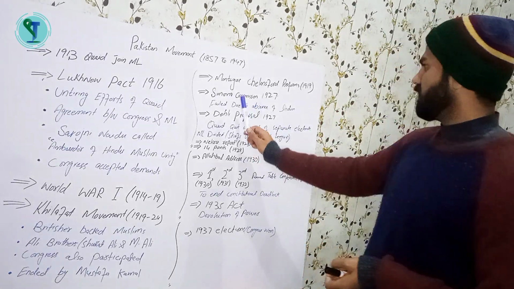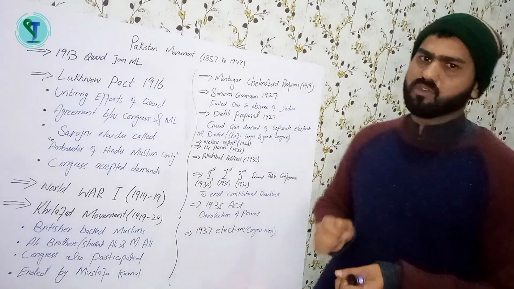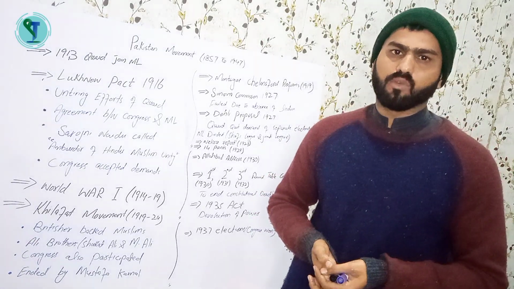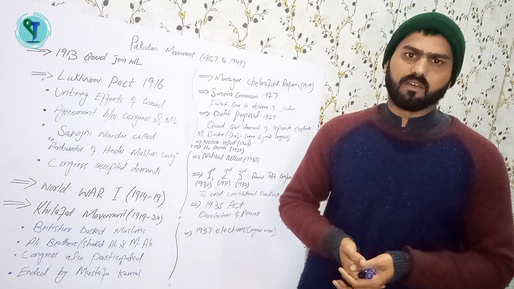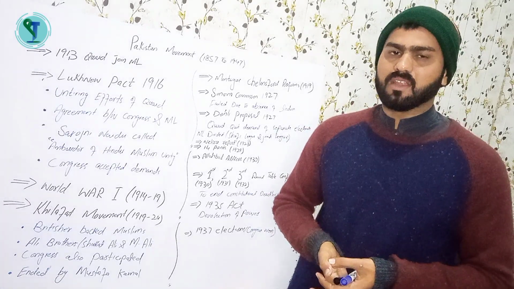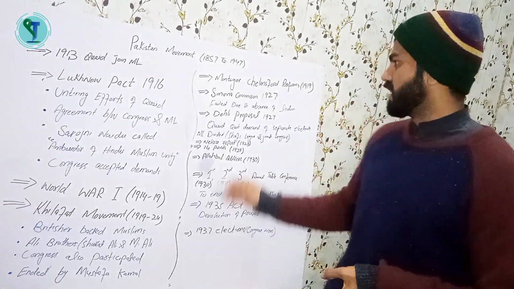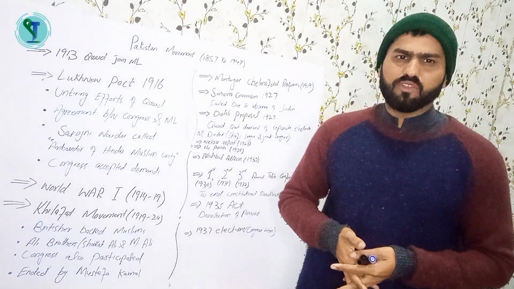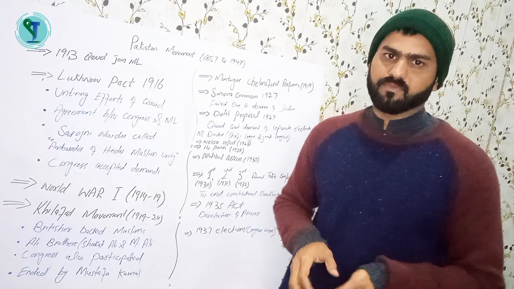Then in 1927, the Simon Commission arrived in India to solve the constitutional deadlock, but this commission failed due to the absence of Indians, because in this commission not a single Indian was included.